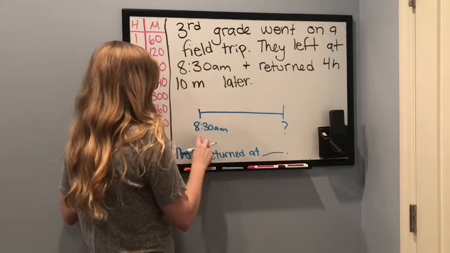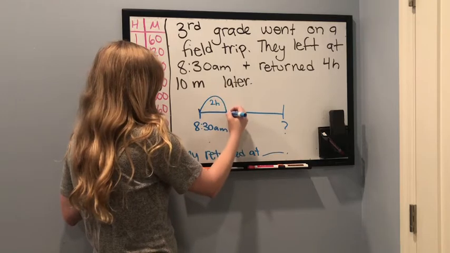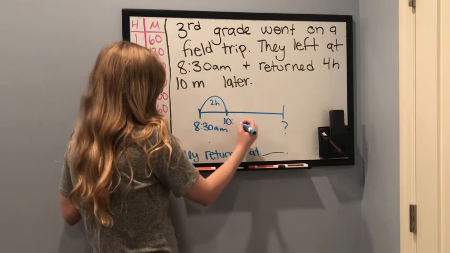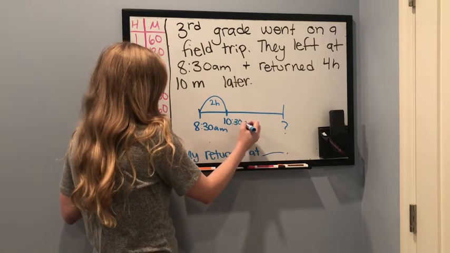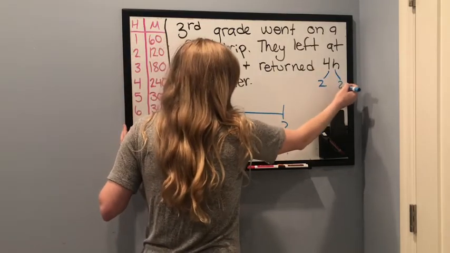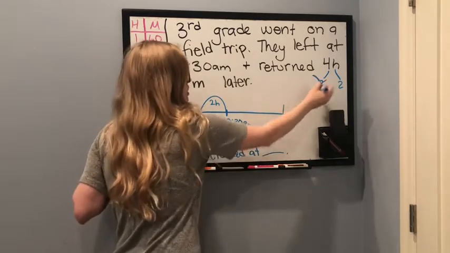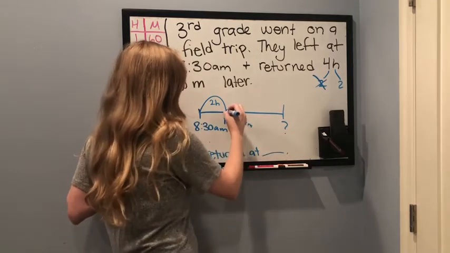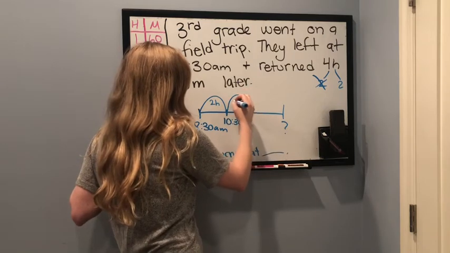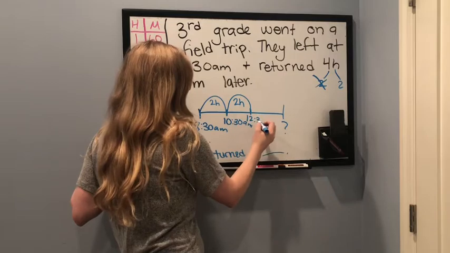So 8:30 a.m., if we jump for 2 hours, we're going to be at 10:30 a.m. Okay, so this 4 hours I'm breaking into two hours. Okay, so check, we have one of our 2 hours done. We need another 2-hour jump, and we're at 12:30.